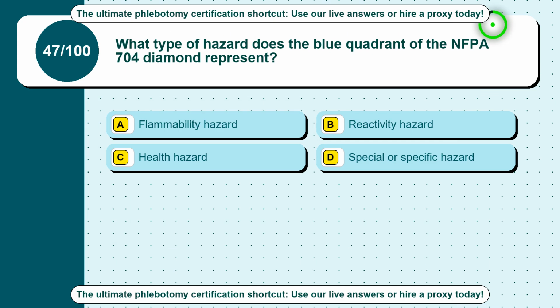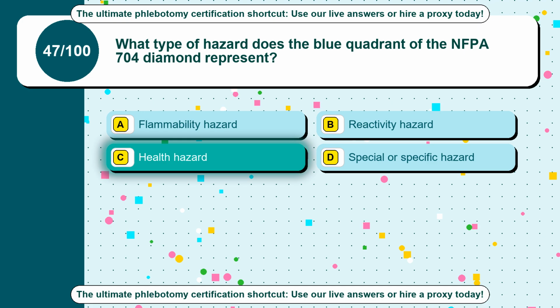Question 47. What type of hazard does the blue quadrant of the NFPA 704 diamond represent? Option A, flammability hazard. Option B, reactivity hazard. Option C, health hazard. Option D, special or specific hazard. The correct answer is option C, health hazard.